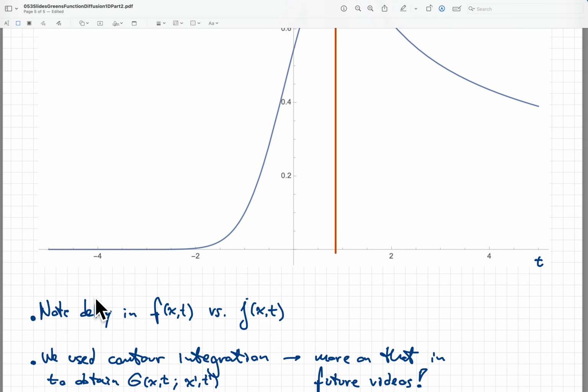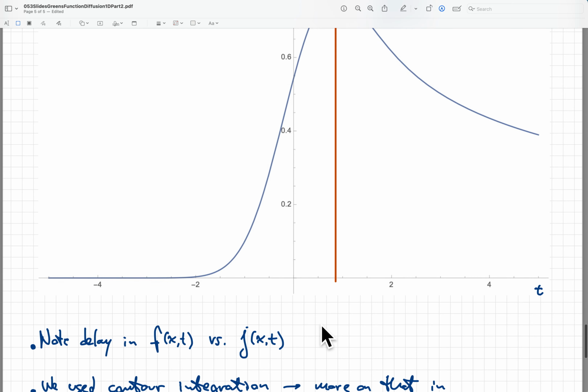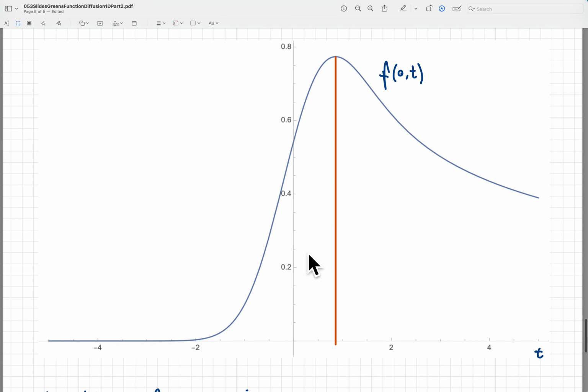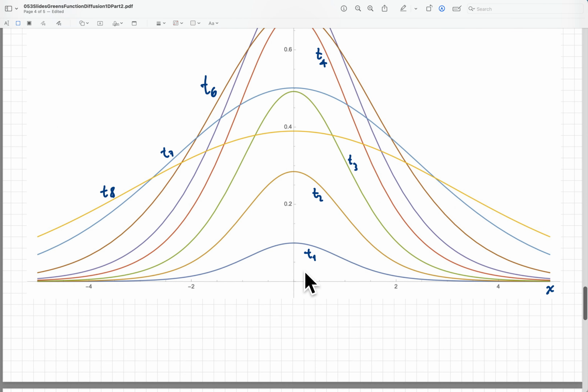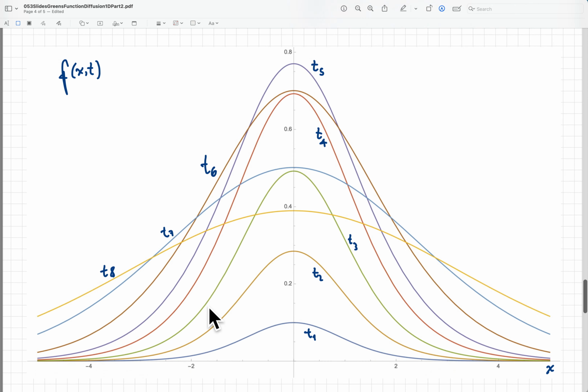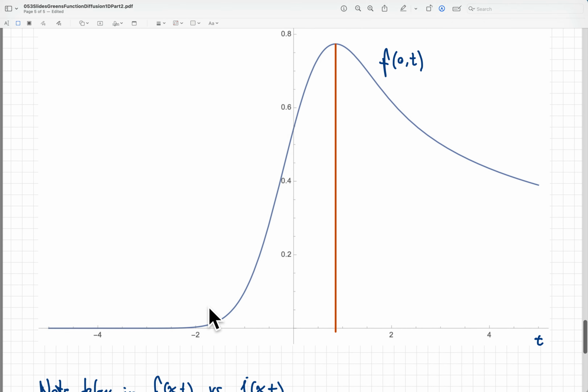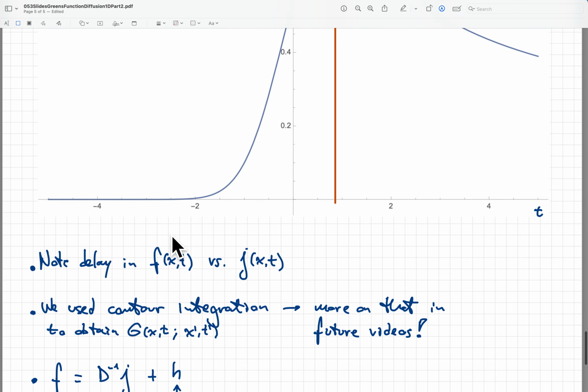Finally, I already mentioned, note the delay between f of x t versus j of x t, and if you want, you can plot here what j of 0 t would look like, and it goes up to 0 and then it goes down again. So if you put x equal to 0 in our j, here of course you just have that nice Gaussian in time, but the effect on the system, which responds via the inverse of the diffusion operator, is a little delayed like this. And that's just the effect of diffusion.